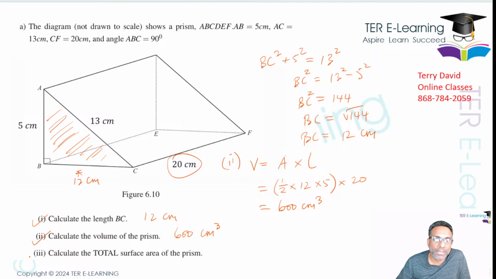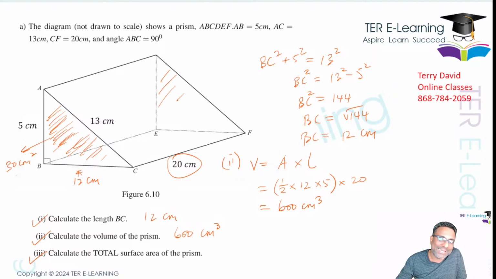Right? Now the third part, we want to calculate the total surface area of this prism. Now lots of students have difficulty working out total surface area. But my advice to you, when you have a question like this, you need to figure out how many faces I need to account for. The total surface area will be the area of this triangle here, which we worked out already, right? That's 12 5s are 60 over 2. That's 30 cm squared. So that's the area of that face.